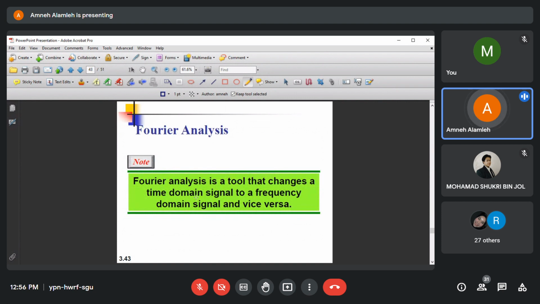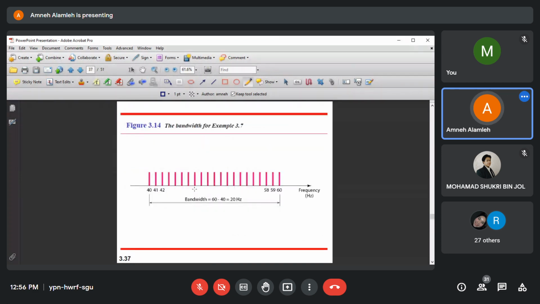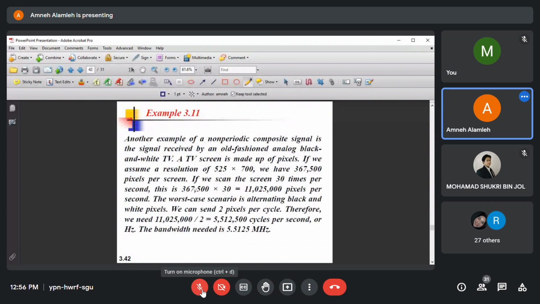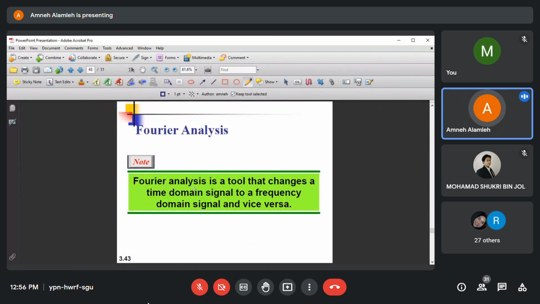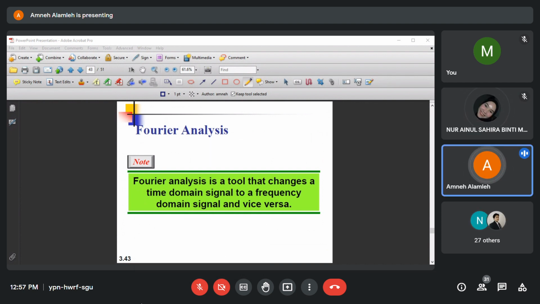We stop here at Fourier analysis. Solve the examples and study them, okay? If you didn't understand anything, you can ask in the next lecture. Okay, any question until here? No. Everything is clear? Yes.